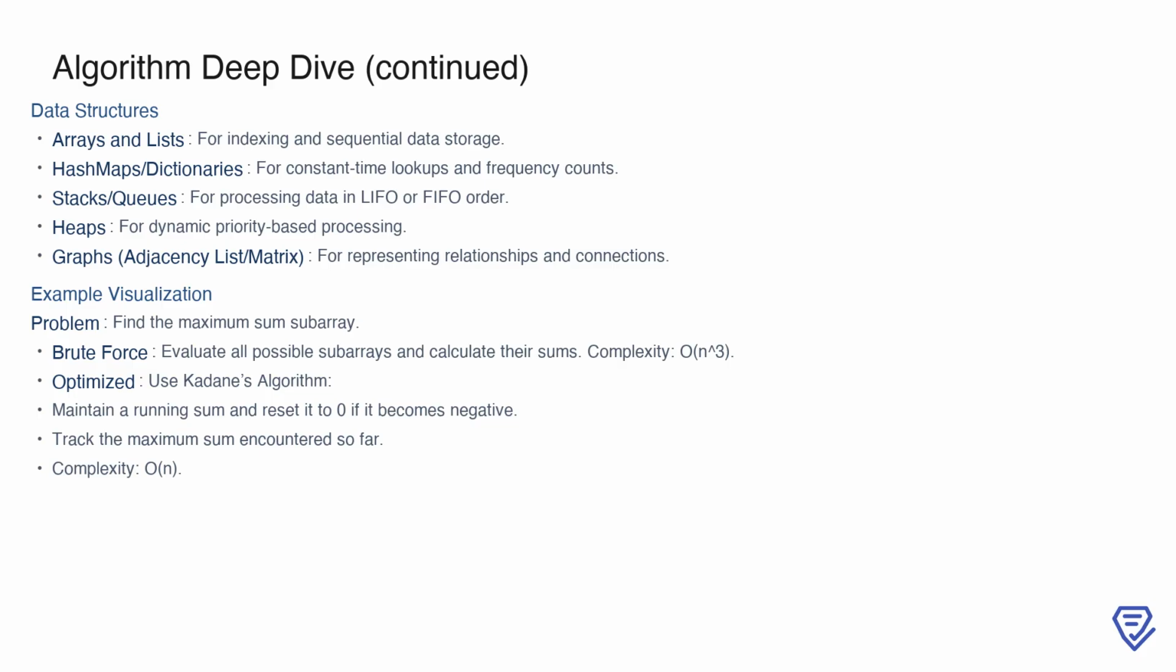Data structures play a pivotal role in implementing efficient algorithms. Arrays and lists are fundamental for indexing and sequential data storage, while hash maps allow constant time lookups and frequency counting. Stacks and queues help manage data in LIFO or FIFO order, and heaps enable dynamic priority-based operations. For more complex relationships, graphs can be represented using adjacency lists or matrices.